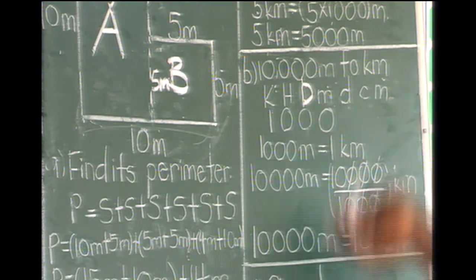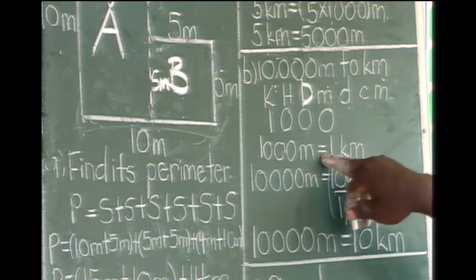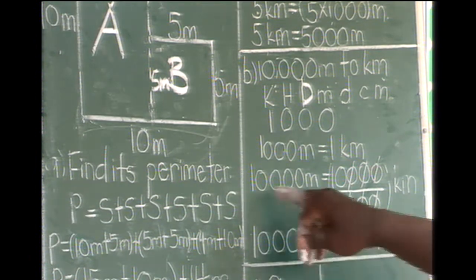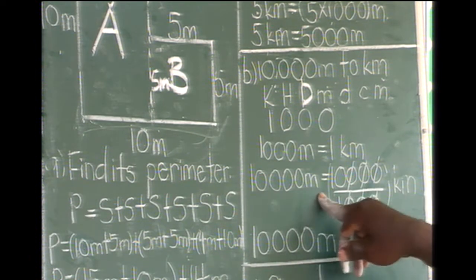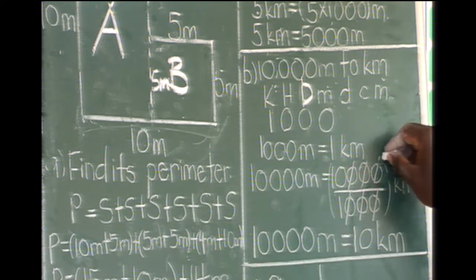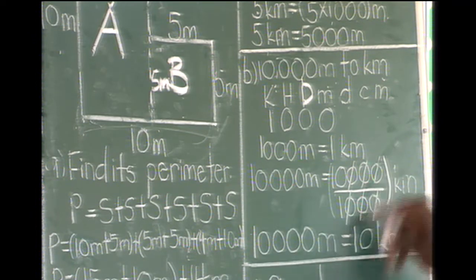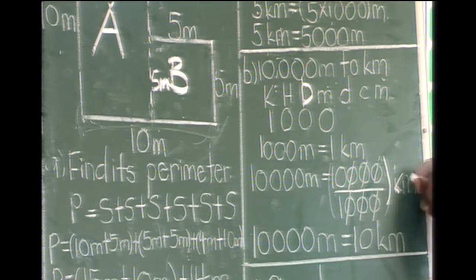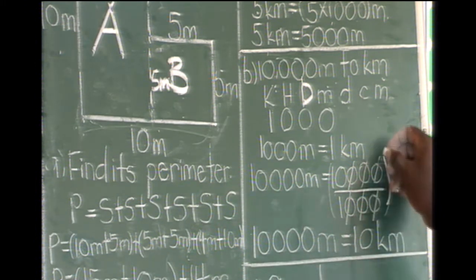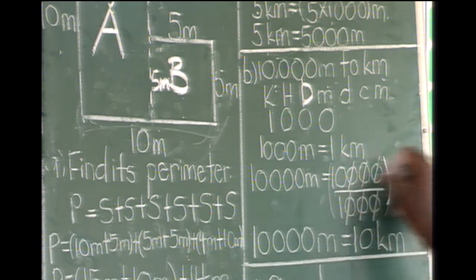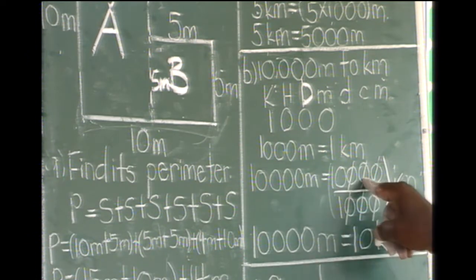Take the other way around, that 1,000 meters are equivalent to 1 kilometer. What about 10,000 meters? That is 10,000 divided by 1,000. Answer in kilometers. Now you are going to cancel off the zeros. And actually the action of dividing by cancellation of zeros is division by 10. We say 10,000 divided by 10 gets 1,000.